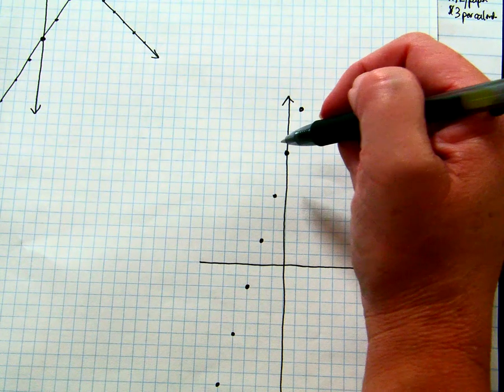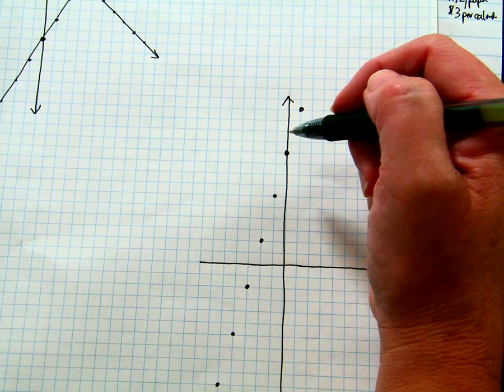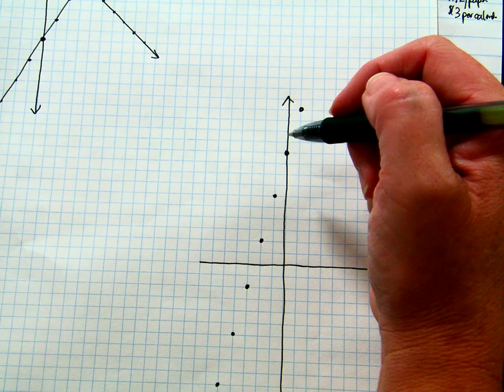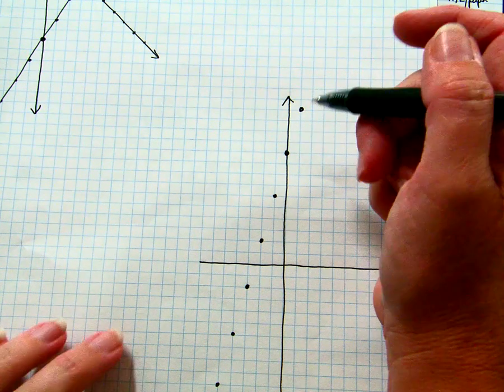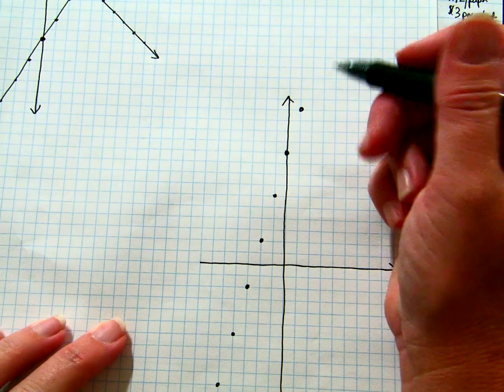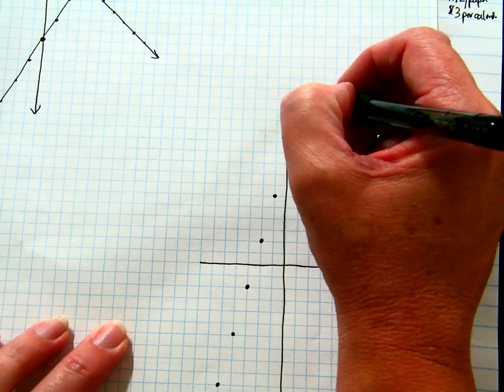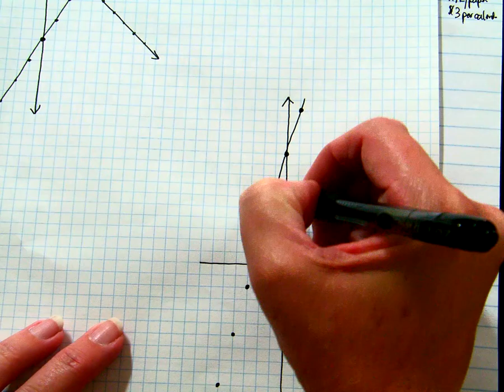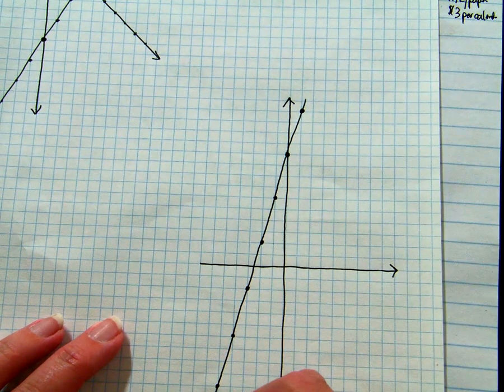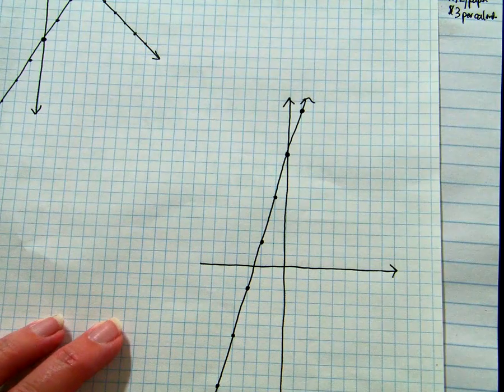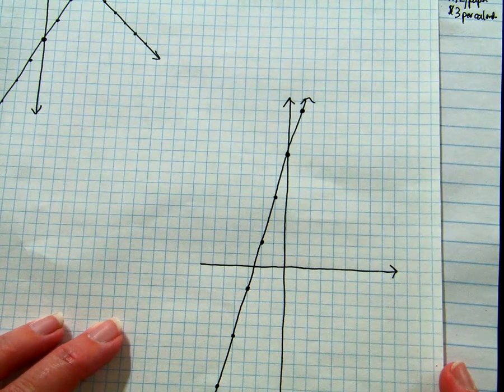Do we have to worry about dashed line or solid line on these? Why not? That's only inequalities. Very good. On inequalities, we have to worry about dashed and solid. These are all solid. Draw them. And your second equation, go ahead and graph it.